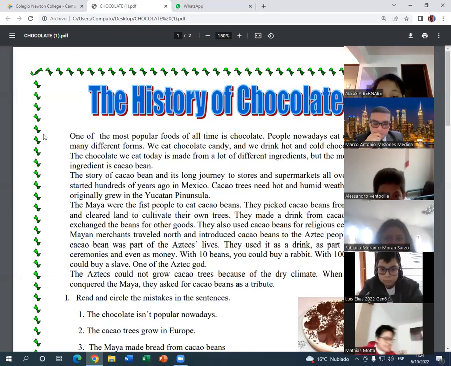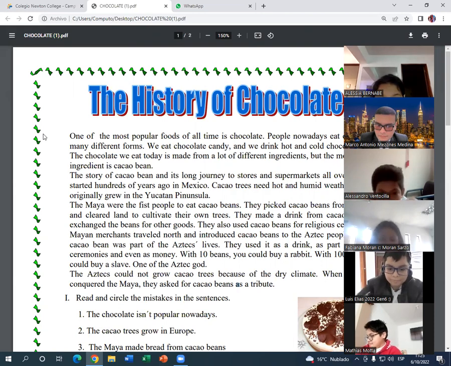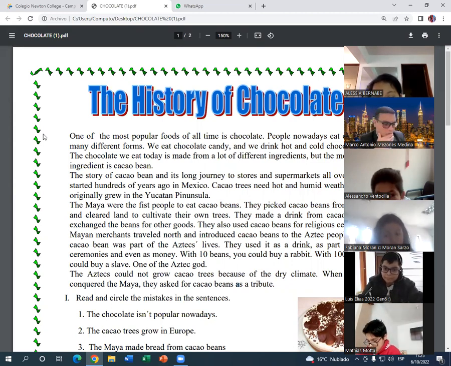Cacao trees need hot and humid weather and they originally grew in the Yucatan Peninsula. The Maya were the first people to eat cacao beans. They picked cacao beans from wild trees and cleared land to cultivate their own trees. They made a drink from cacao beans and exchanged the beans for other goods. They also used cacao beans for religious ceremonies.